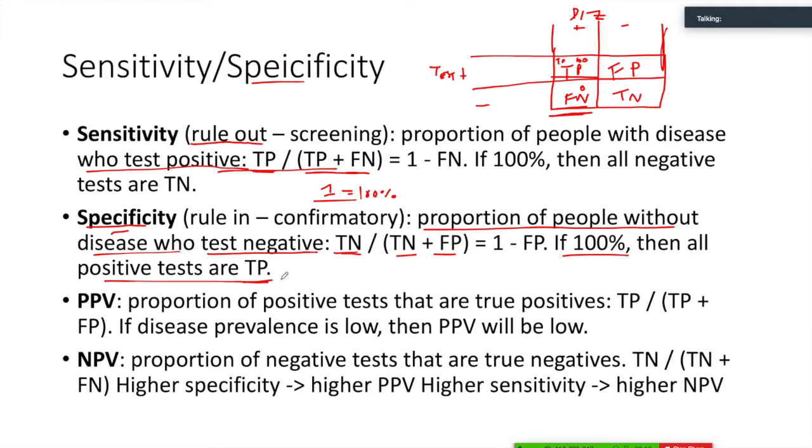Okay, so this is the way that you need to think about these two tests, is that for our true positives, a high sensitivity means that a positive is definitely a positive, okay? High specificity test means that a negative is definitely a negative, okay?